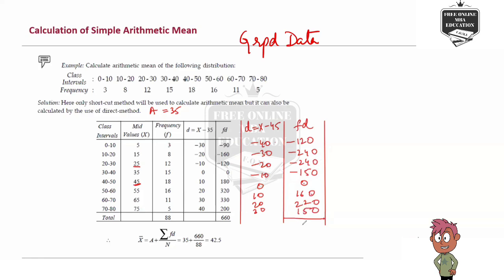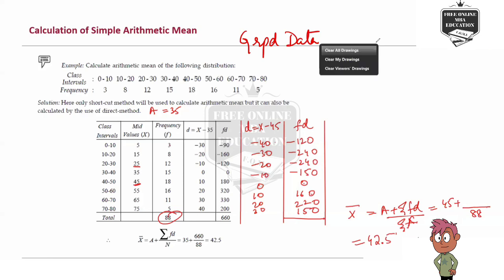When you calculate it, then x bar would be equal to a plus summation f of d divided by summation f. So this would be equal to 45 plus whatever your summation is, divided by 88. So you can just calculate it. Again, the answer would be the same, 42.5. You can cross check. I have already discussed this in the previous class.